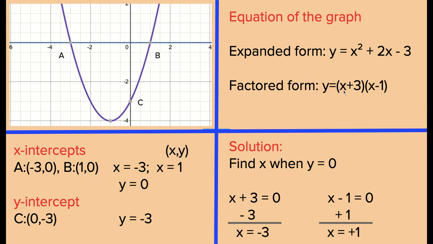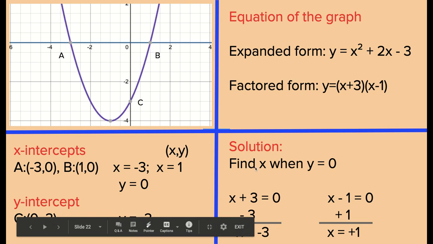In order to get x plus 3 equal to 0, that means x has to be -3, because -3 plus 3 is 0. And x minus 1, x will have to be +1, because +1 minus 1 is 0. So if you look here, here's the solution. X plus 3 is equal to 0, minus 3 on both sides, and you get x equal to -3. Here, x minus 1 equals 0, add 1 to both sides, and you get x is equal to +1.